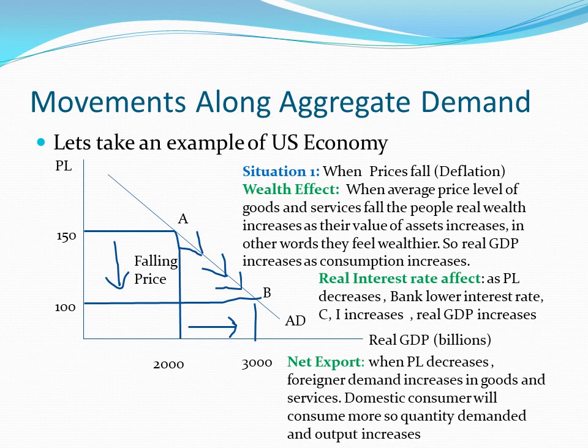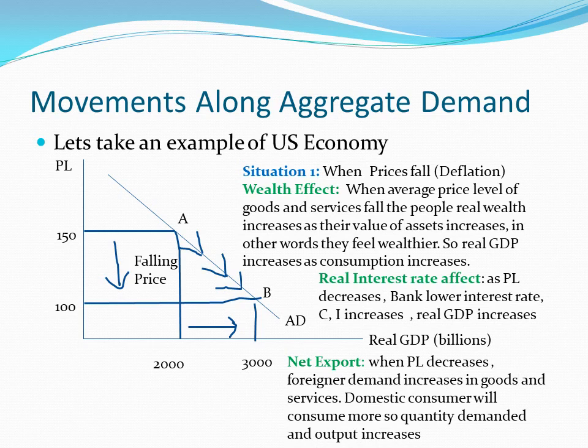So here I'm going to explain with two different situations. The first situation is when prices fall. When prices fall, you can say this is the situation when the country is facing deflation. So we can say the movements along the aggregate demand curve are due to three situations, which are the wealth effect, the real interest rate effect, and the net exports.